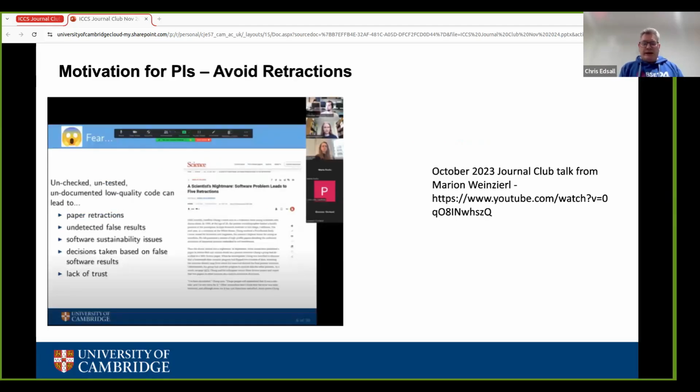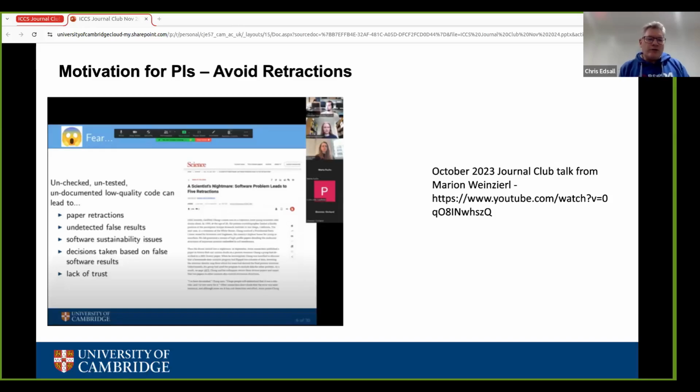Why would a PI be interested in research software engineering? This is more stick than carrot. And there's an entire talk on reproducibility in this Journal Club series. So from just over a year ago now, in 2023, Marion gave a talk, and there's a screenshot of it there.